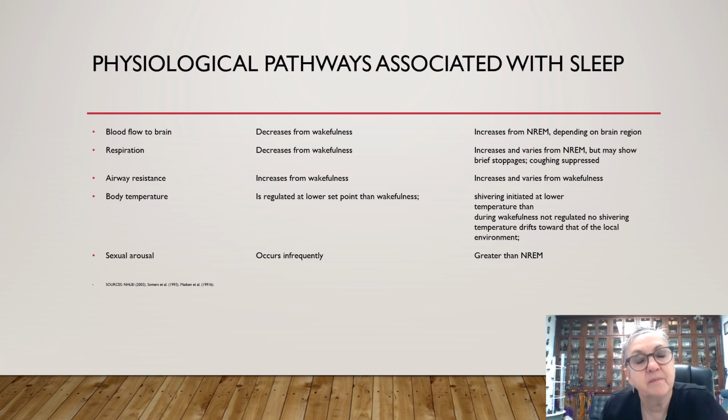More information from the REM and non-REM comparison. In non-REM, the blood flow to the brain decreases from wakefulness, but during REM it increases, depending on the brain region. Respiration in non-REM decreases from wakefulness. During REM, it varies and increases, and can have brief stoppages, and coughing is suppressed. Airway resistance increases from wakefulness in non-REM, but increases and varies from wakefulness in REM.